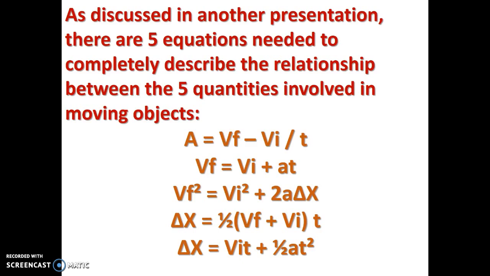Acceleration is equal to Vf minus Vi divided by t. Vf is equal to Vi plus At, which is really the same equation, just rearranged. Vf squared is equal to Vi squared plus 2a delta x, or 2a times displacement. Displacement, or delta x, is equal to 1/2 (Vf plus Vi) times t. And delta x, or displacement, equals Vit plus 1/2 At squared.